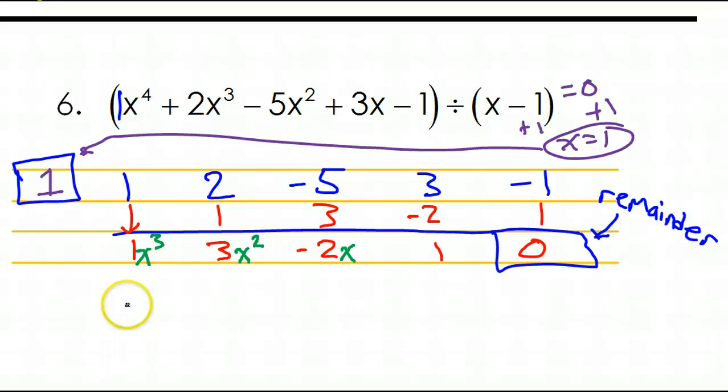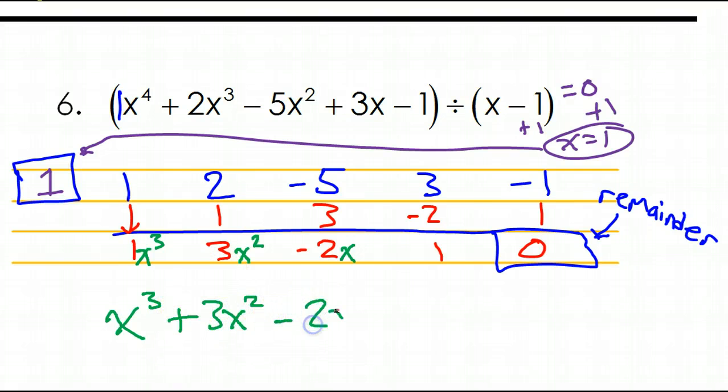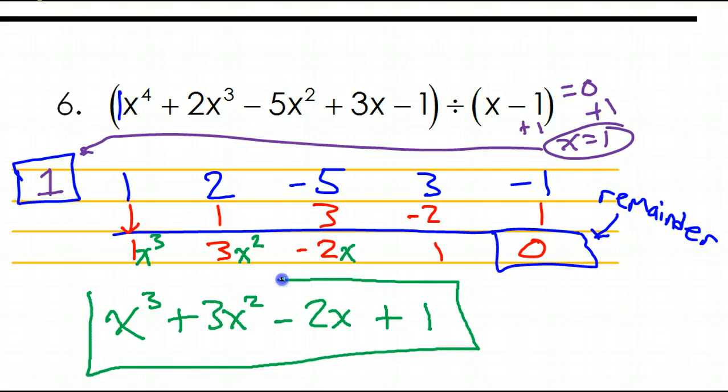Okay, so here comes the actual polynomial. I have x to the third power, all right, and then plus 3x squared, and then minus 2x, and then plus 1. All right, and there was no remainder. So this is the final answer for number 6.